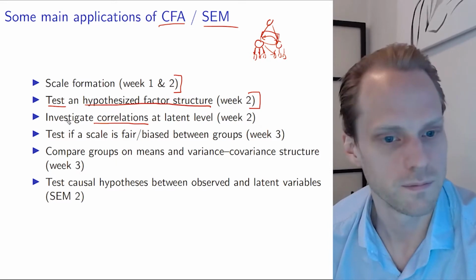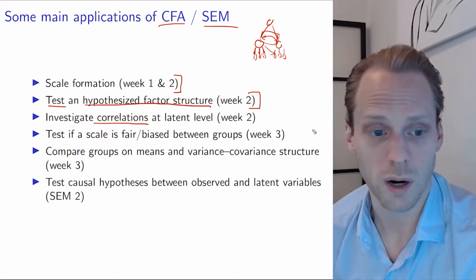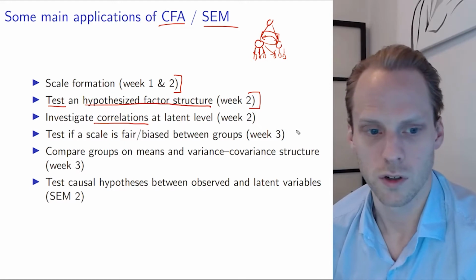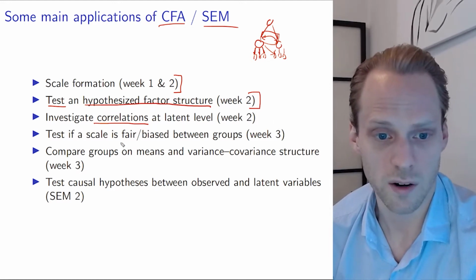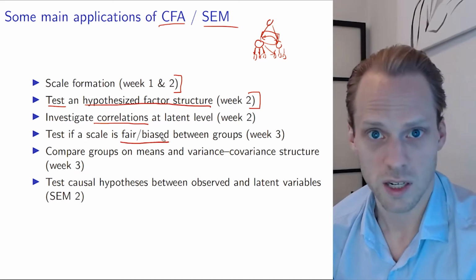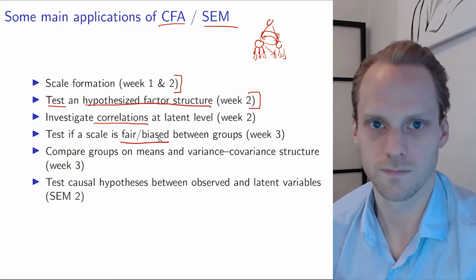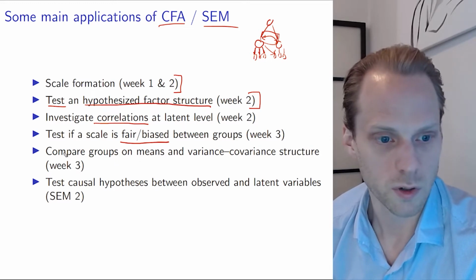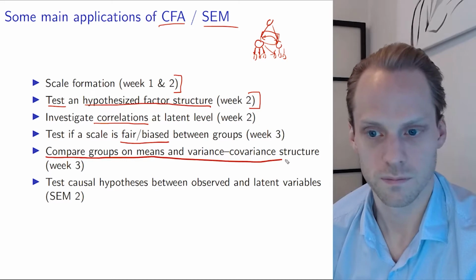That's where they stop. But now we're going to do some really strong and powerful techniques. What we're going to do this week is test if a test is fair or biased. It's called measurement invariance. And that allows us to test if a questionnaire or a test measures the same thing in 2 groups. And another thing that we're going to do is compare groups on means and covariance structure.